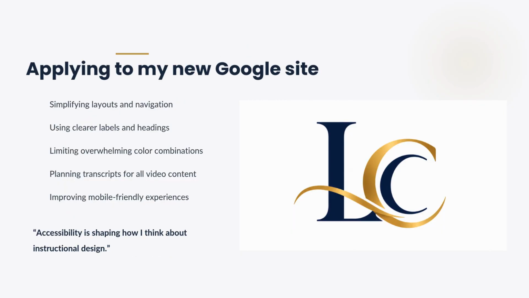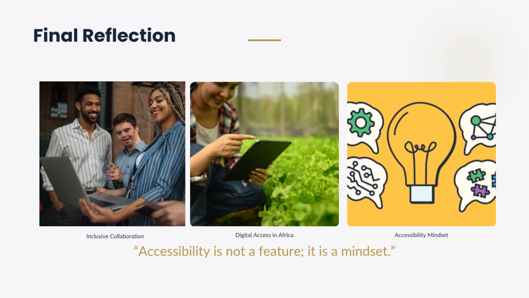Working on my educational website framework, I'm focusing on creating simpler layouts, clearer navigation structure, meaningful button labels, and consistent headings. I'm also thinking more carefully about readability, color contrast, transcripts for videos, and mobile friendly learning experiences. One challenge I envisage is balancing visual design preference with accessibility best practice while still keeping the website clear and organized. But in all, this module has significantly changed the way I think about accessibility and inclusive learning design.